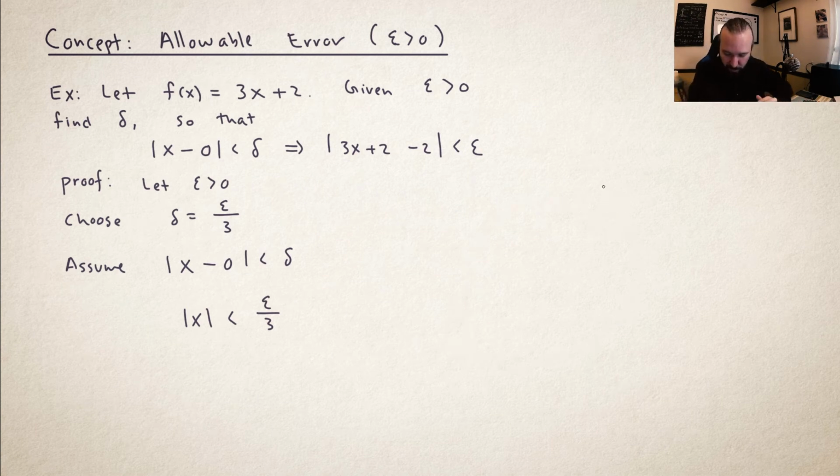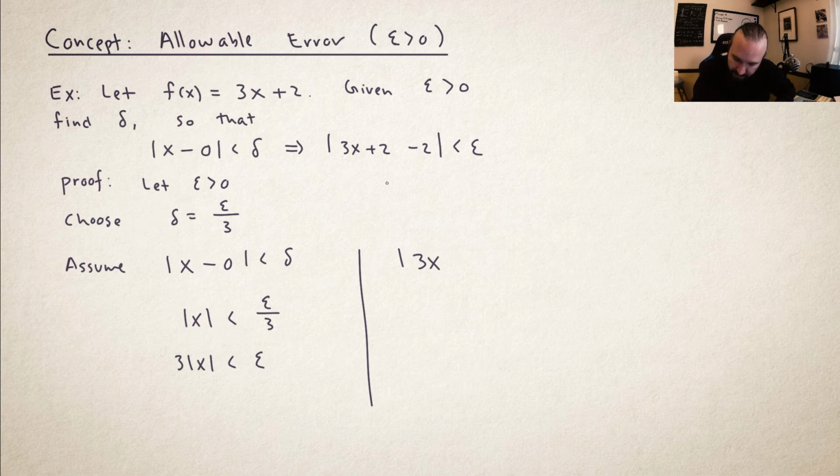Okay, so now I'm going to multiply both sides by 3. So then 3 times the absolute value of x is less than epsilon. Then 3 is positive, so I can move it inside the absolute value symbol. So the absolute value of 3x is less than epsilon. This is my goal here, that's where I'm trying to get to. So what I'm going to do is just add and subtract 2.